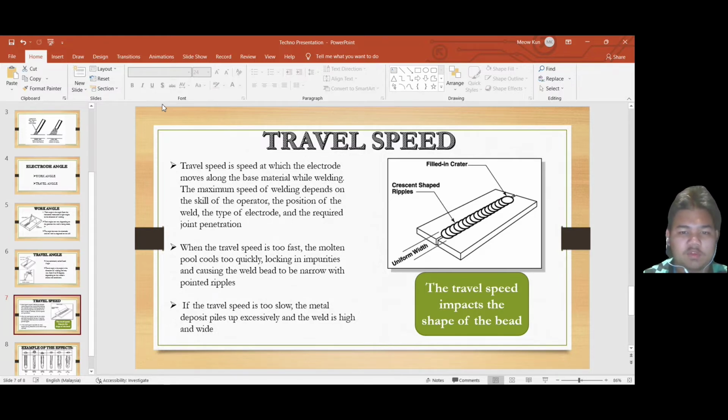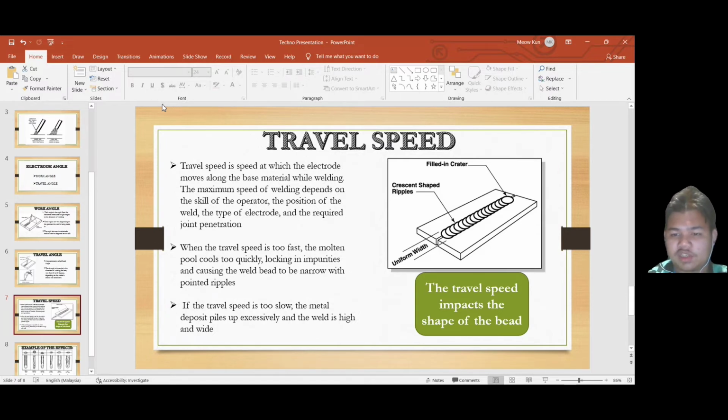When the travel speed is too fast, the molten pool cools too quickly, locking in impurities and causing the weld bead to be narrow with pointed ripples. If the travel speed is too slow, the metal deposit piles up excessively and the weld is high and wide.